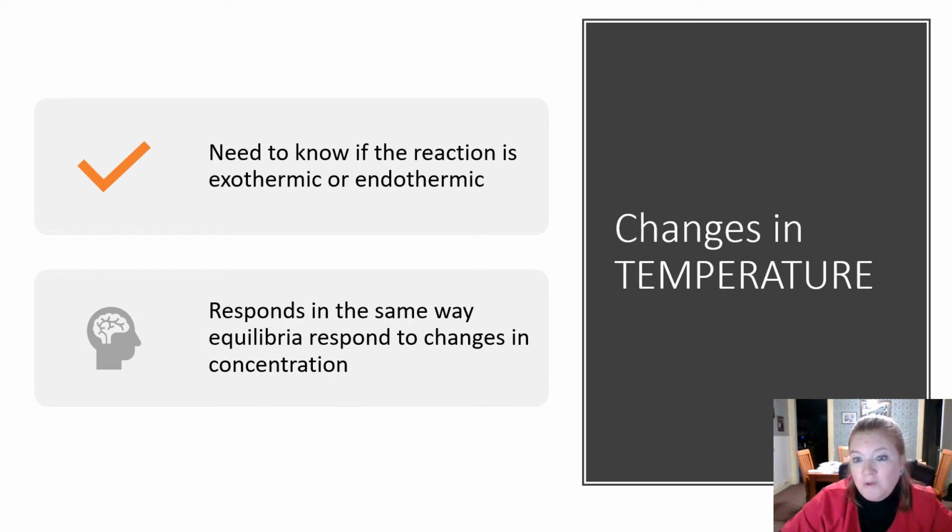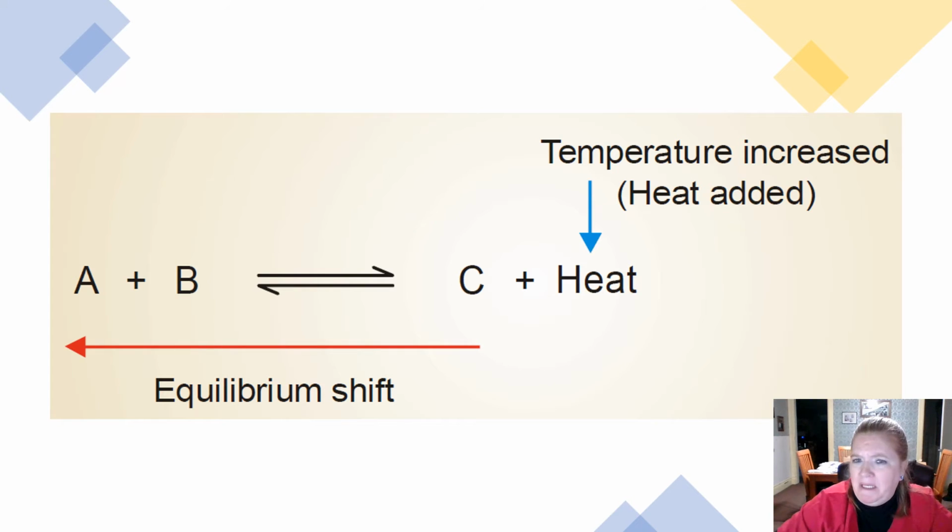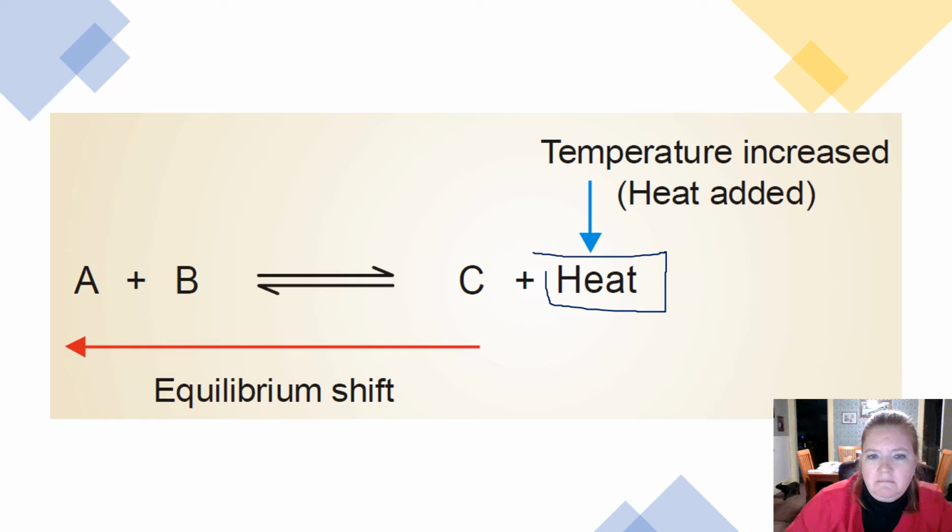So we can also change temperature. So we were talking all about concentration. So in order to figure out the effect with temperature, we have to know if it's exothermic or if it's endothermic, okay? And the thing is, it responds exactly the same way as a change in concentration. So what do I mean? Well, if we look here, heat, or it could be listed as kilojoules. That's a common thing that we might see.